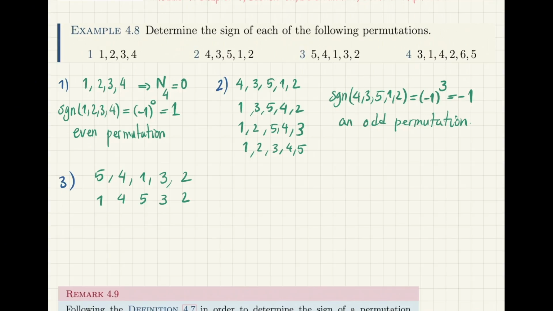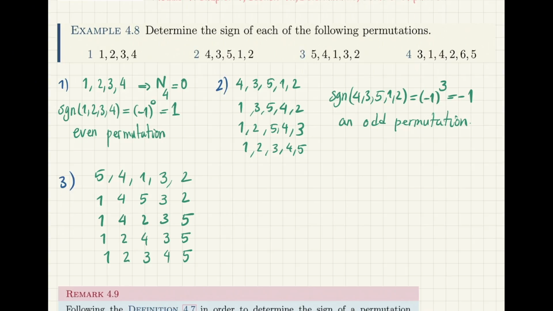Now, for example, what can I do? I can interchange 5 and 2 together. So it becomes 1, 4, and then 2 comes here, 3 goes there, and 5 goes there. And then I can interchange 2 and 4. So it becomes 1, 2, 4, 3, 5. And finally, I can interchange 3 and 4. So it becomes 1, 2, 3, 4, and 5. So it is now in the natural order.